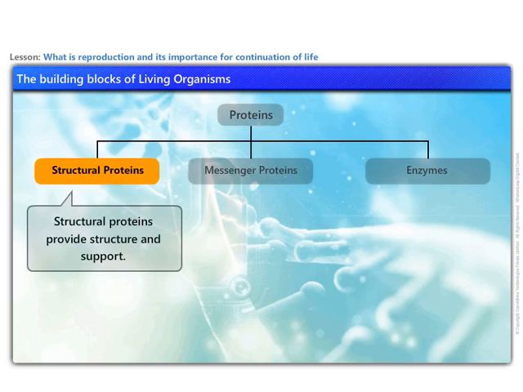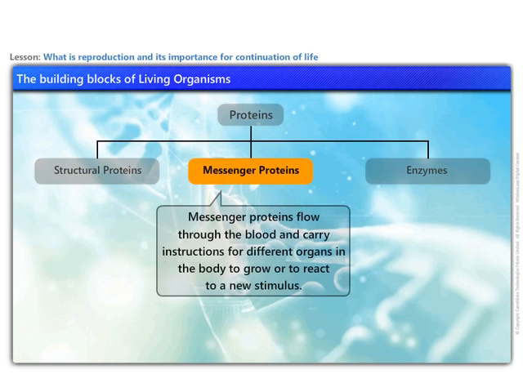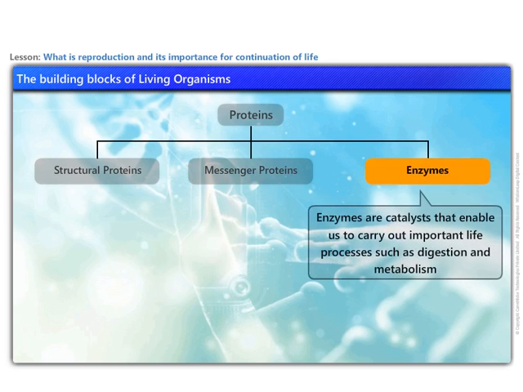Structural proteins provide the structure and support. Messenger proteins flow through the blood and carry instructions for different organs in the body to grow or to react to new stimulus. Enzymes are catalysts that enable us to carry out important life processes such as digestion and metabolism.